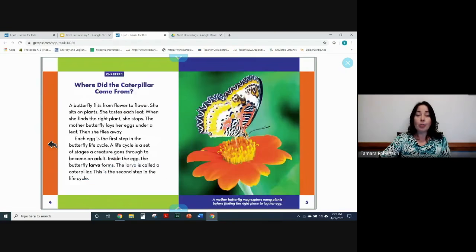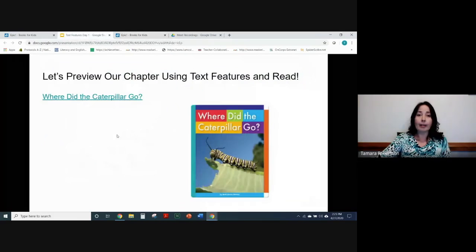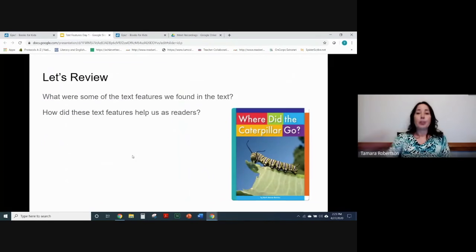We're not reading chapter 2 today, so let's go back to our slide and review. First, let's think about how we previewed the text. What did we do? First, we looked at the title. Then we looked at our table of contents. Then we read our headings. We looked for bold or italic words, and we studied the pictures and read the captions that went with those pictures. And then we read the book. And as we read the book, what did we learn in chapter 1?